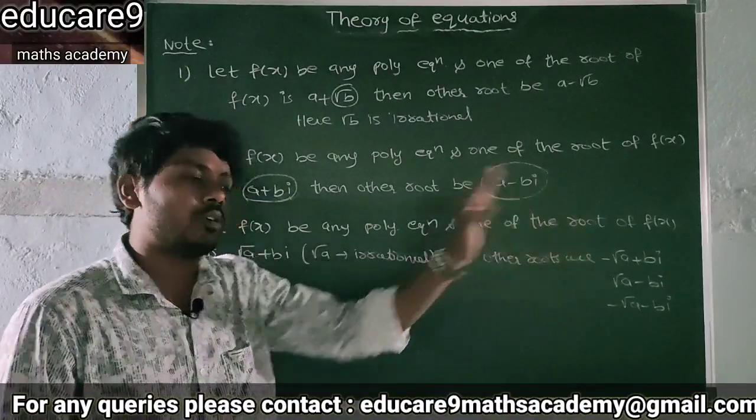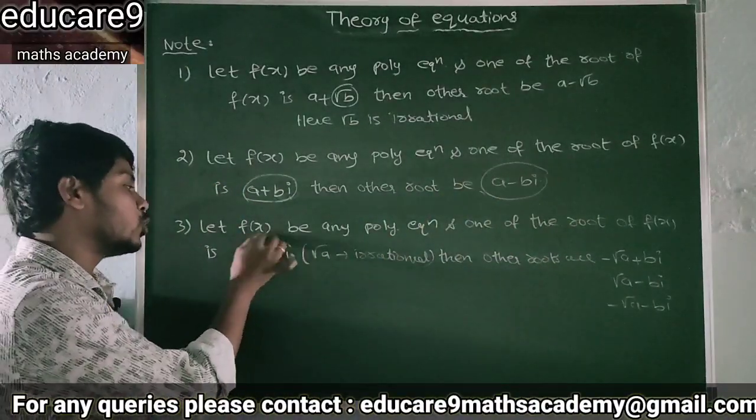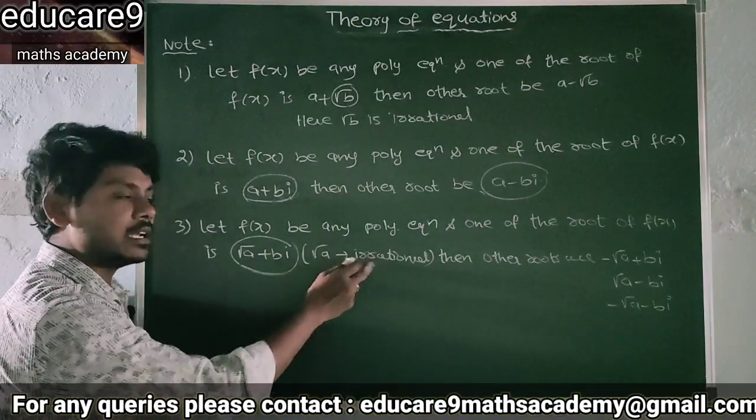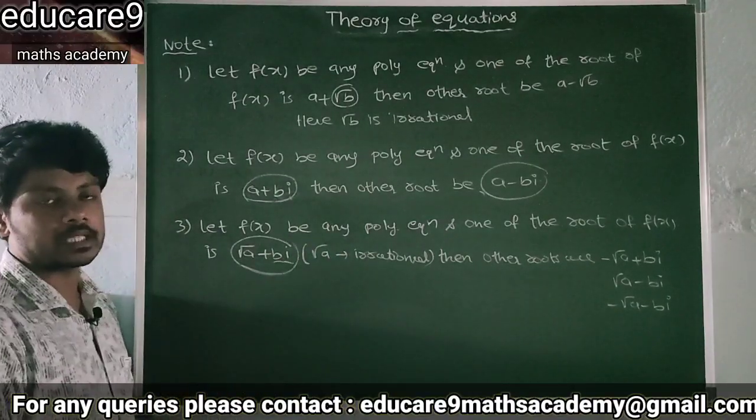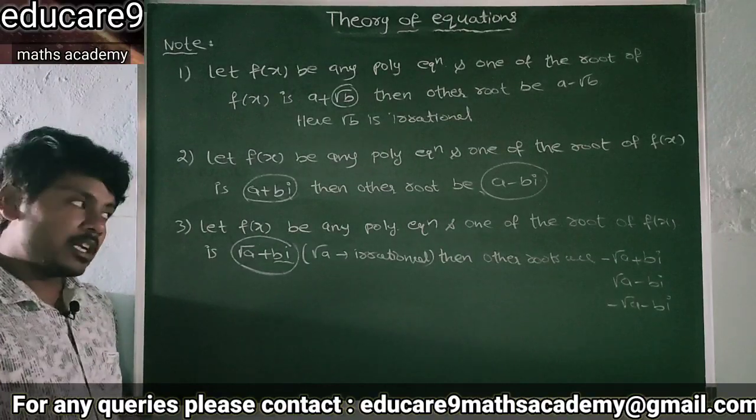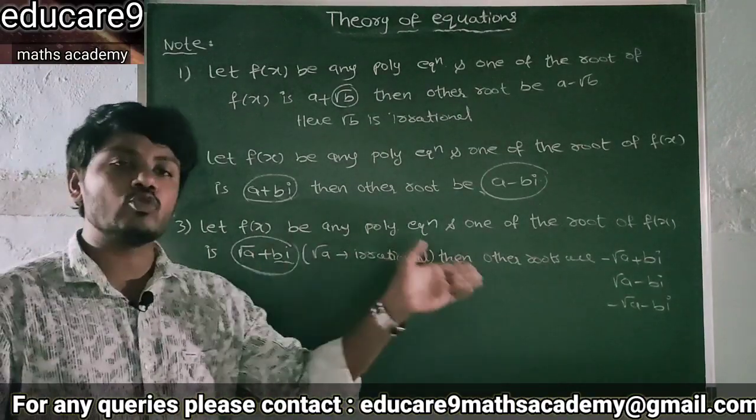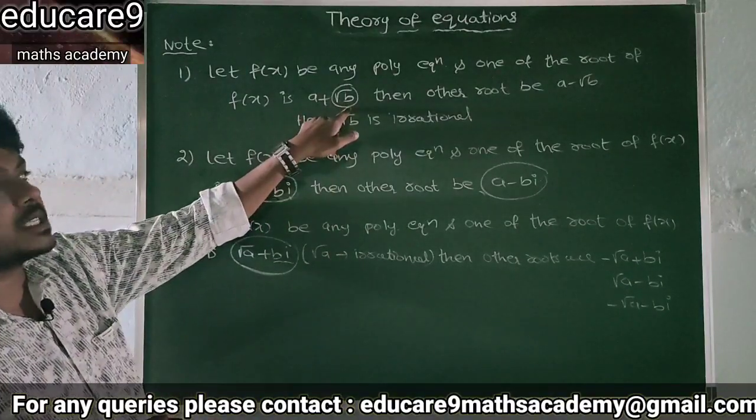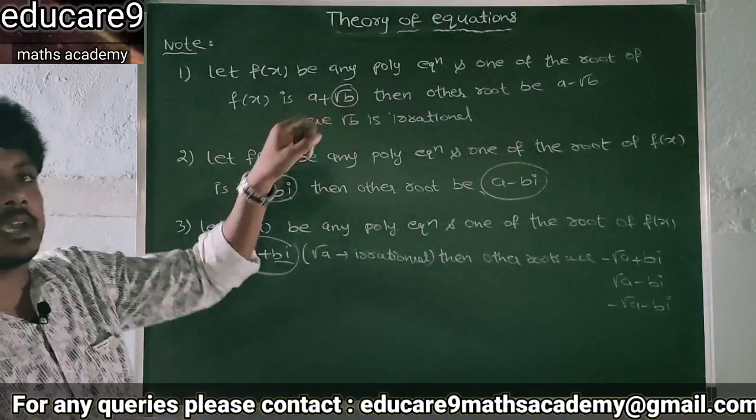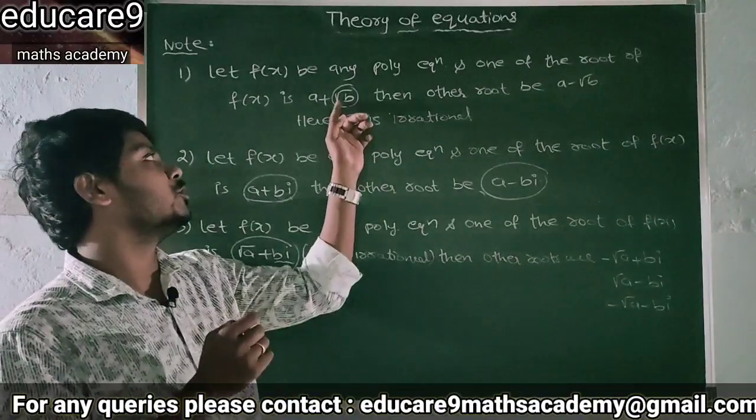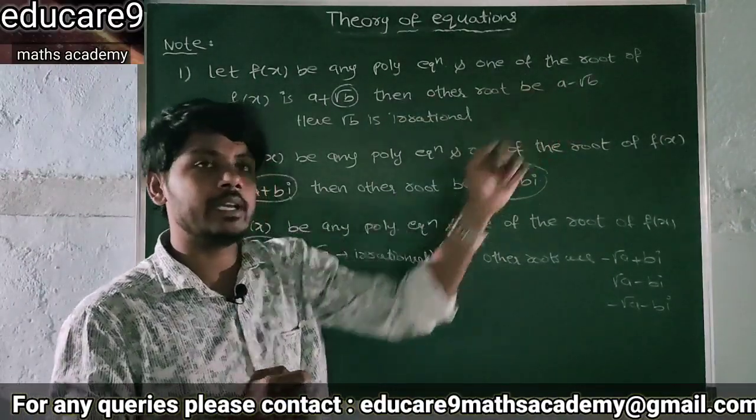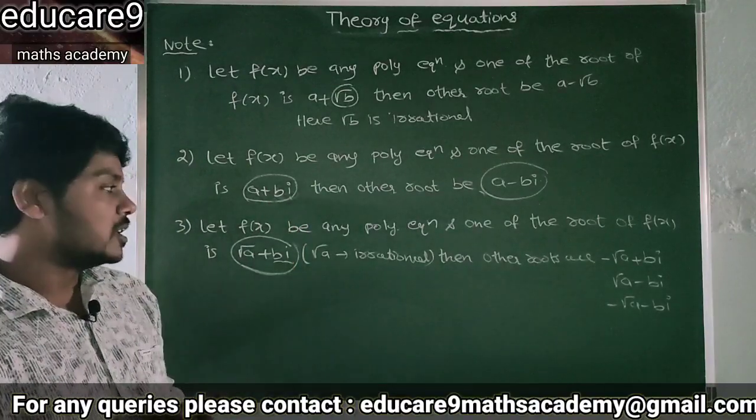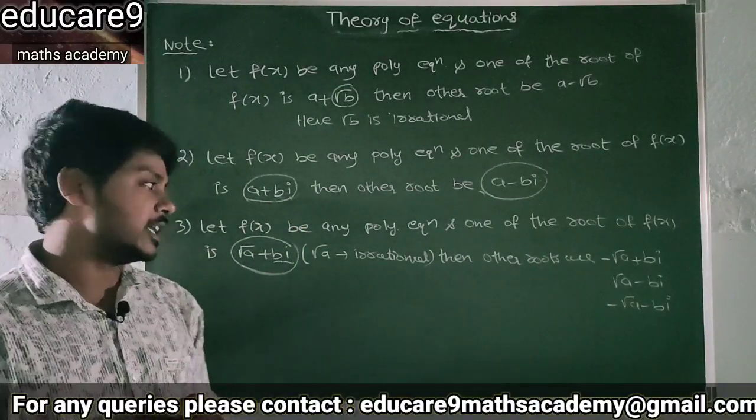So one of the roots of f(x) is a plus bi. So your root a is irrational and this is complex. So in that case, what are the remaining roots? See the first note. If a plus root b is there, write plus or minus before root b. One is plus and another one is minus. And here also plus or minus before root a. So clearly here, 4 possibilities.